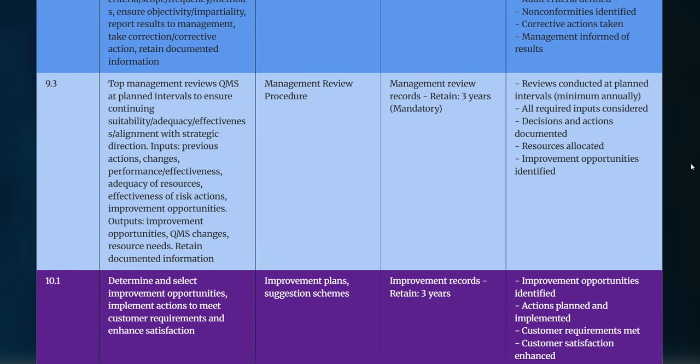The documents you need to have here are the management review procedure, along with management review records, and retain them for 3 years, which is a mandatory requirement. Examples of those requirements that you can present as audit evidence, including review being conducted at planned intervals, minimum you can do it annually, and all required inputs being considered, and decisions and actions being documented, and resources being allocated, and improvement opportunities being identified.